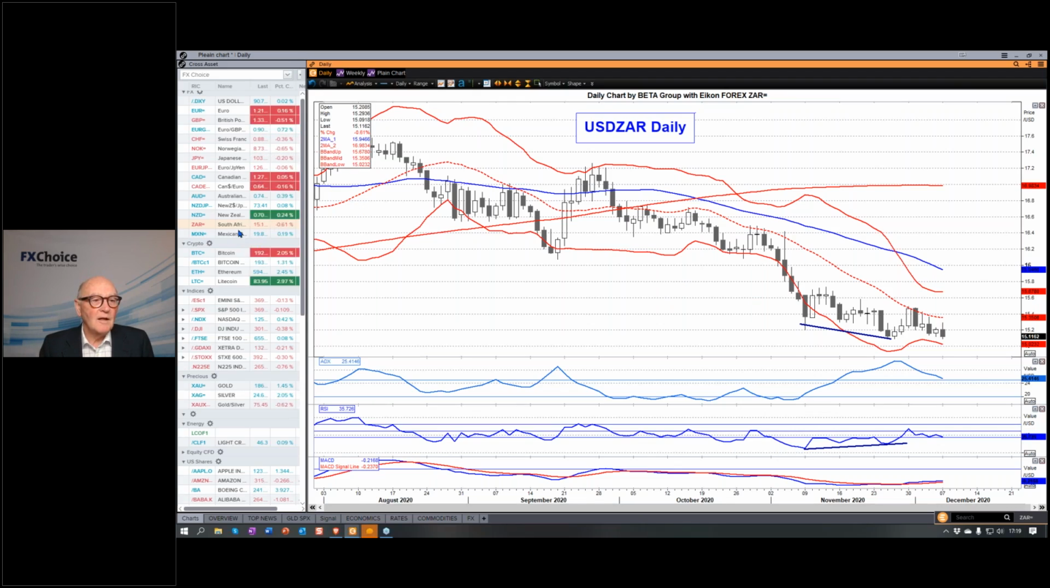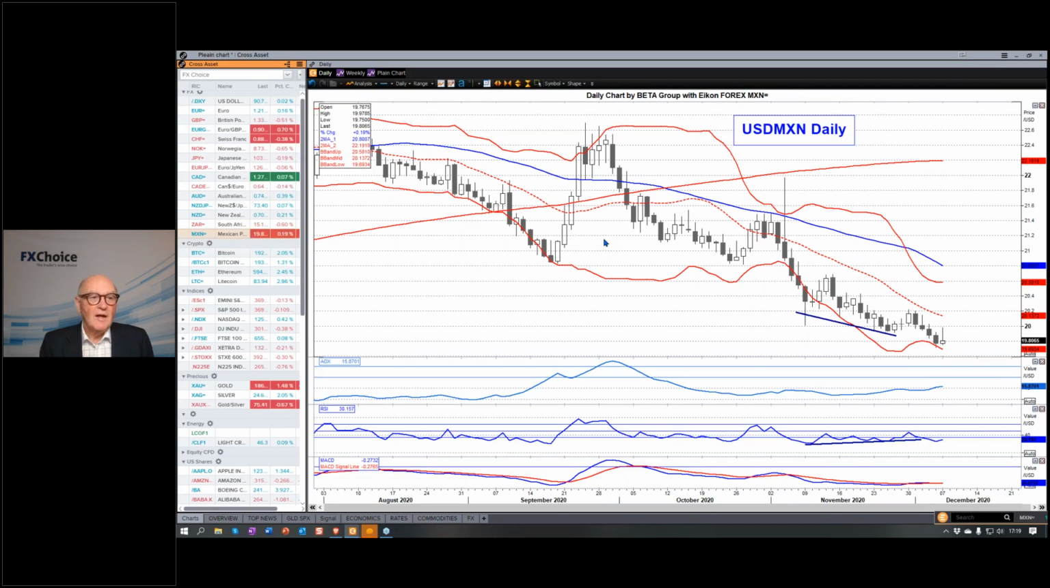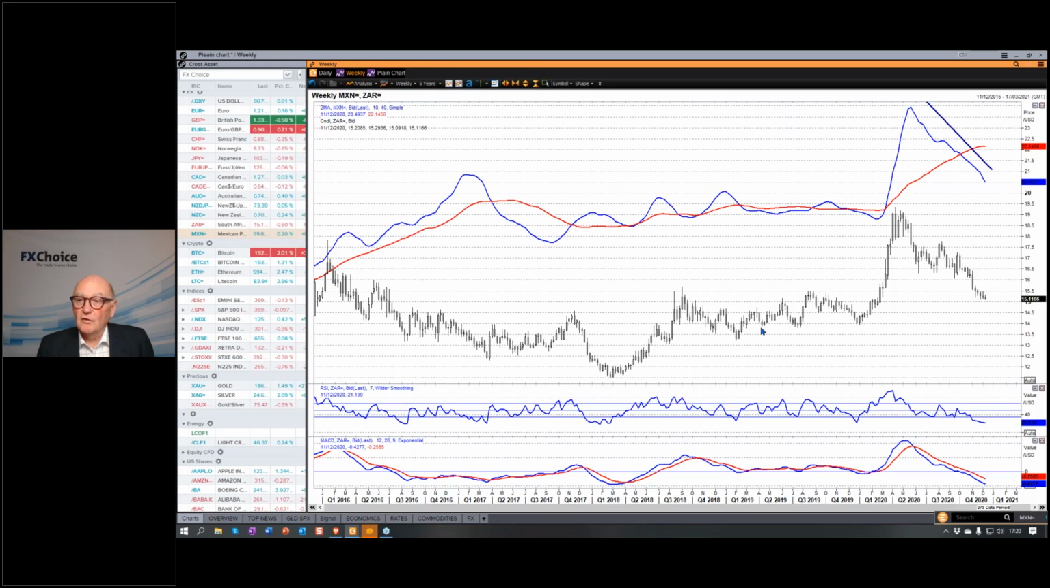If you were lucky enough to be short the dollar versus the Rand, you've done better than most other things. And best of all, the Mexican peso, if you were participating in that. We've had the bullish divergence here, but it's been broken now. But I just want to draw your attention to the support we're approaching there.